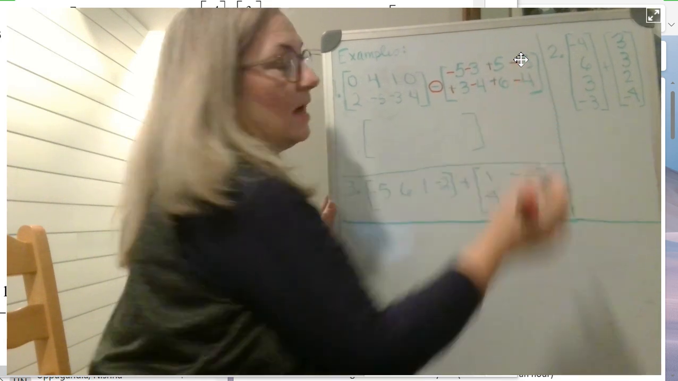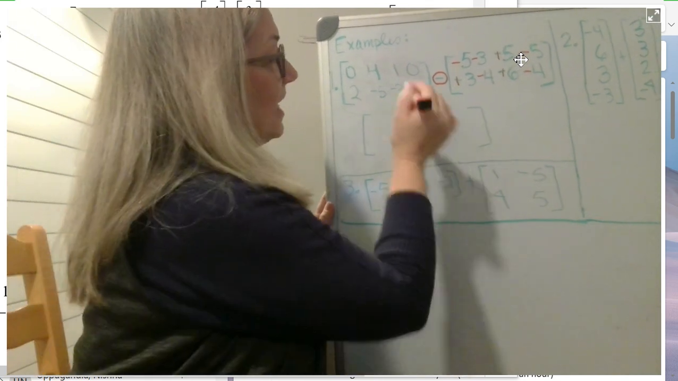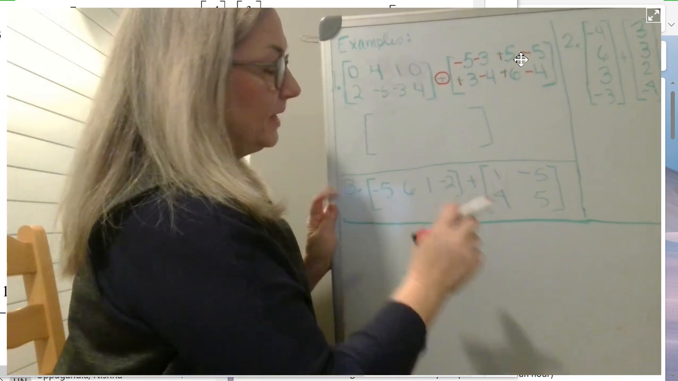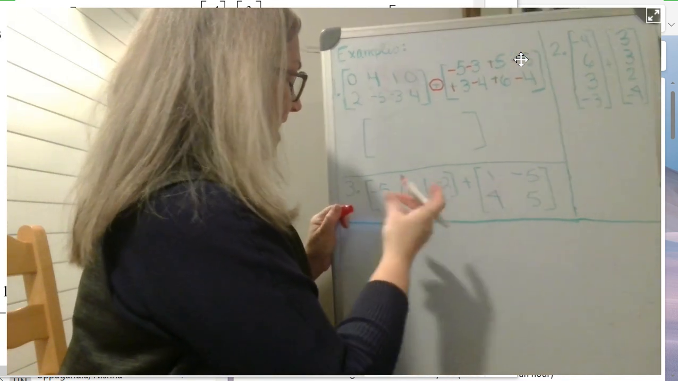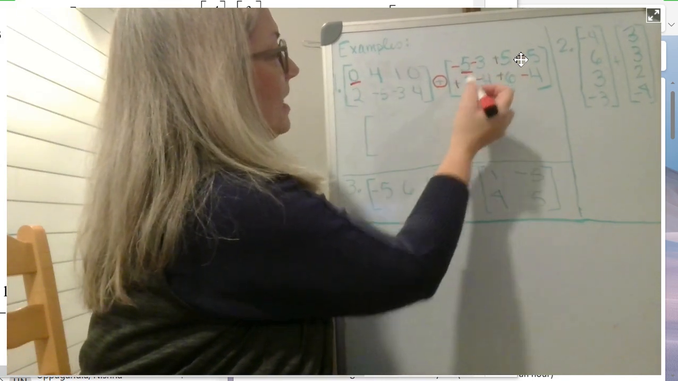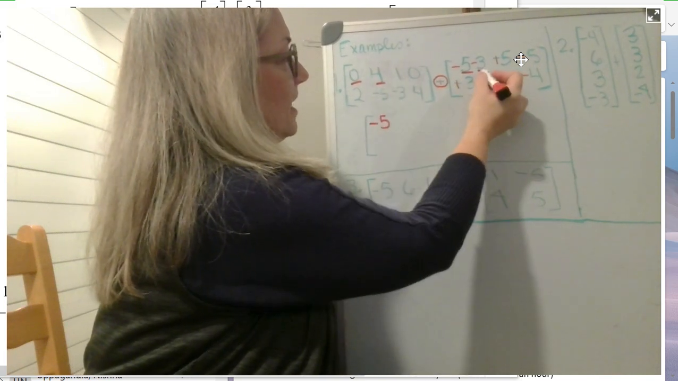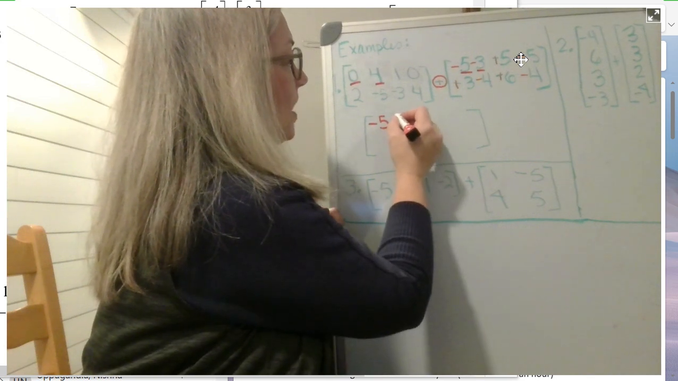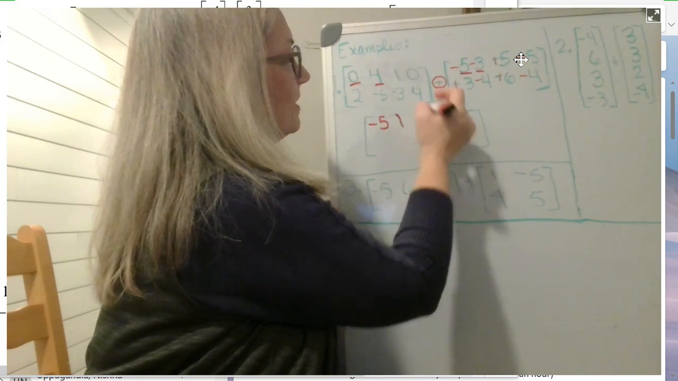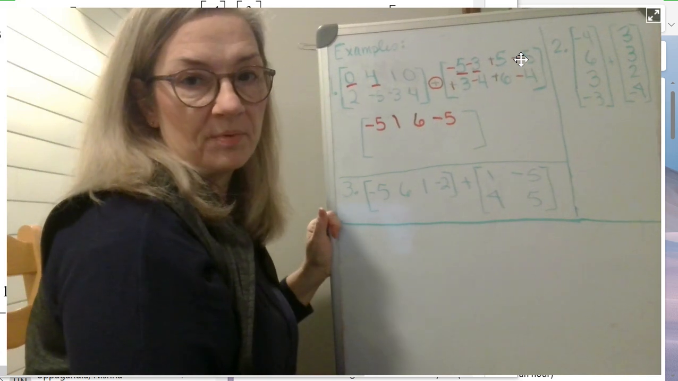So watch what I do. I have gone in and changed the sign on everything I have. Because that became plus, now all I have to do is add. Let's see if this color works. All right, so I have 0 and -5 makes -5. 4 and -3 make 1. 1 and 5 makes 6. 0 and -5 makes -5. There's the top row.